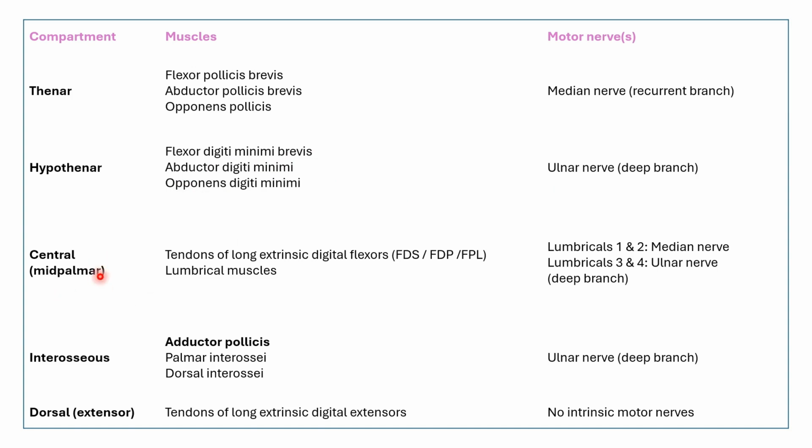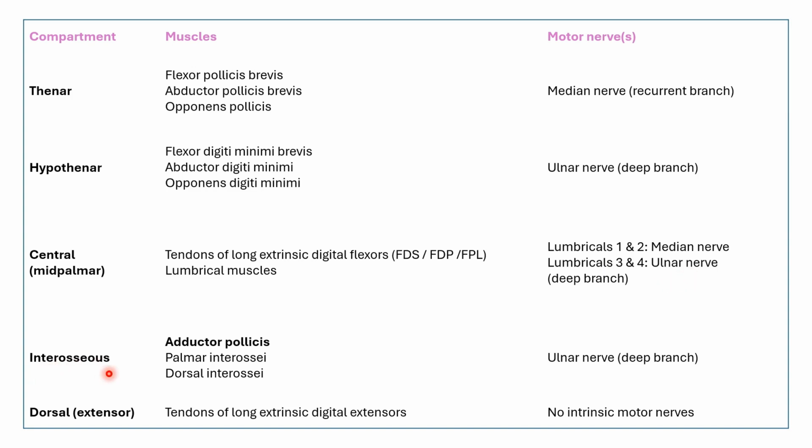Central compartment or mid-palmar compartment contains two muscles, lumbricals and tendons of long extrinsic digital flexors such as flexor digitorum superficialis, flexor digitorum profundus and flexor pollicis longus. These are extrinsic muscles in the forearm. The first and second lumbricals, or lateral two lumbricals, are innervated by the median nerve, and the third and fourth lumbricals, or medial two lumbricals, are innervated by the deep branch of the ulnar nerve.